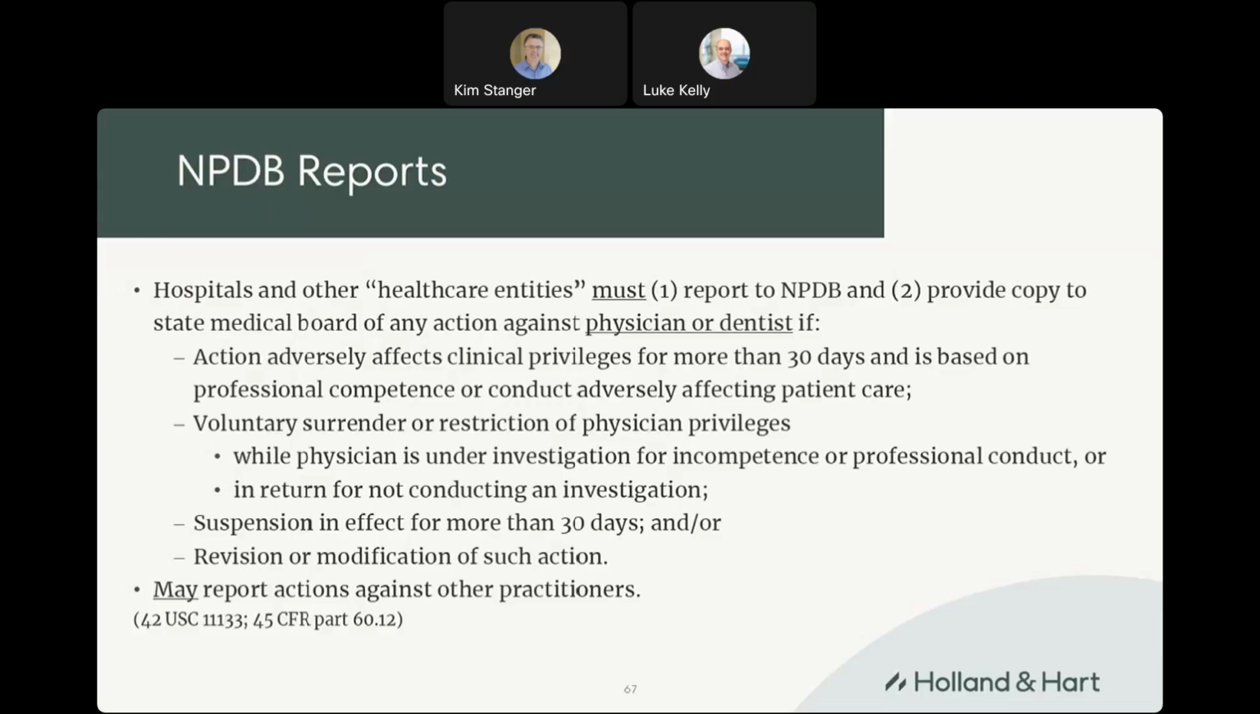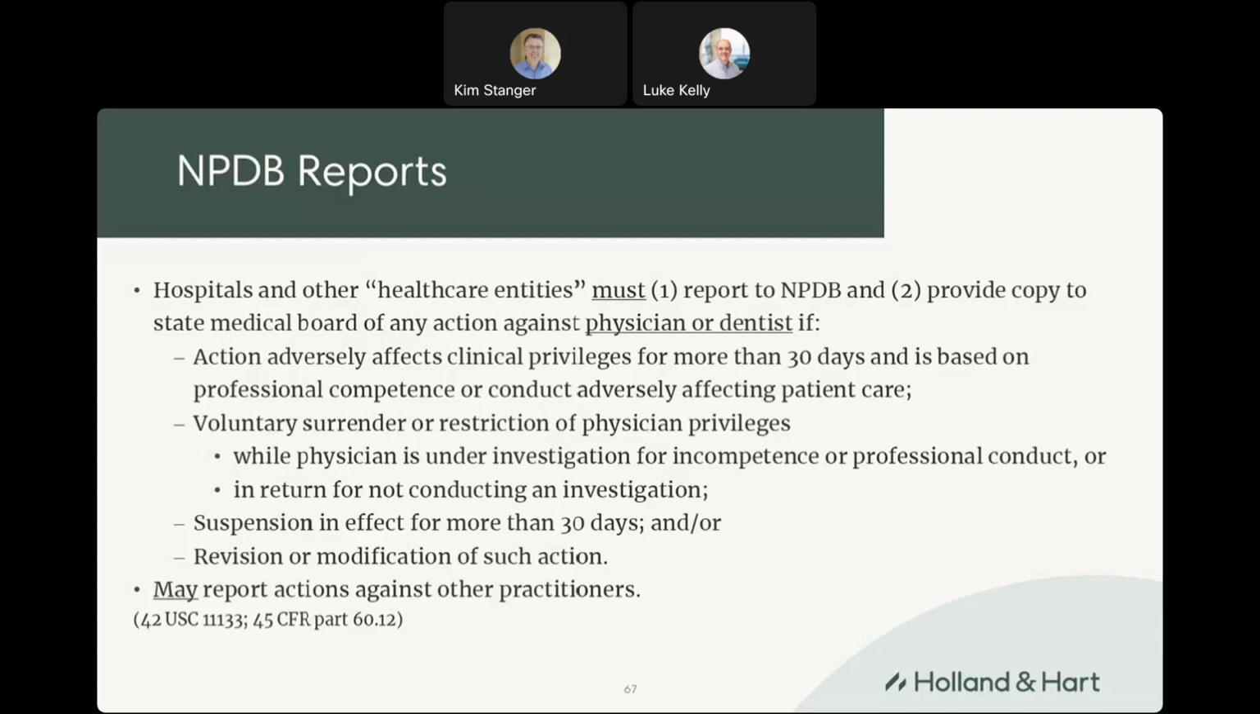The hospitals and other healthcare entities must report to the NPDB, and in addition to reporting, the NPDB rules also require that you provide a copy of that report to the state medical board of any action against a physician or dentist. So it only applies to a physician or dentist if the action adversely affects clinical privileges for more than 30 days and is based on professional competence or conduct adversely affecting patient care, or it's a voluntary surrender or restriction of physician privileges while the physician is under investigation for incompetence or professional conduct, or in return for not conducting an investigation.